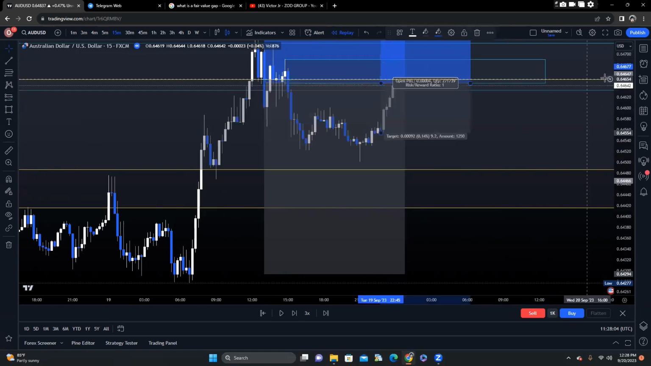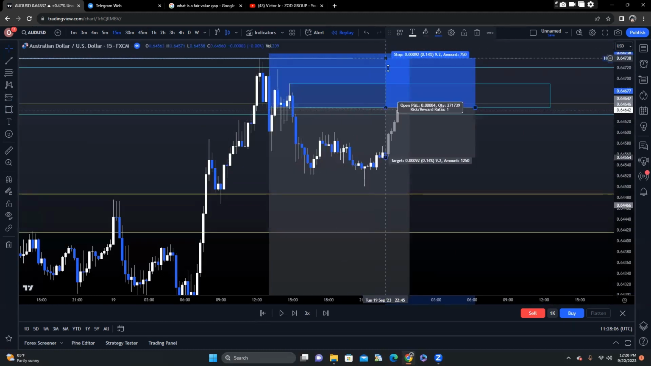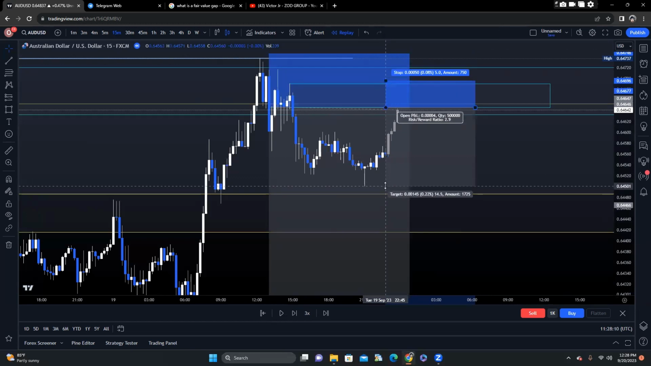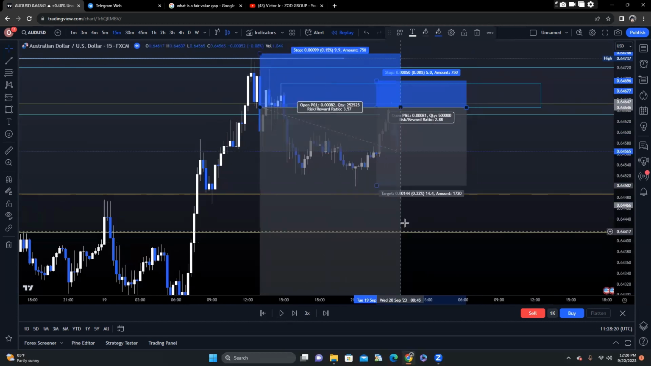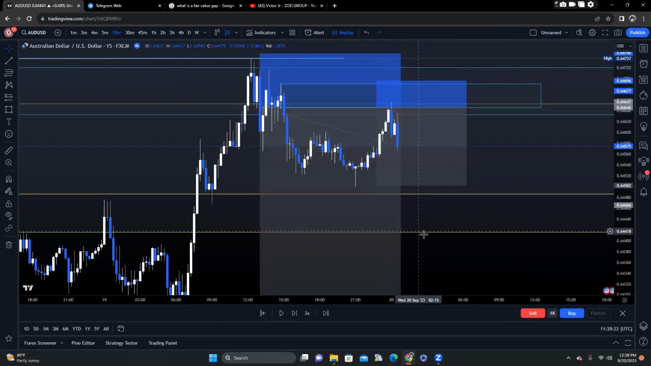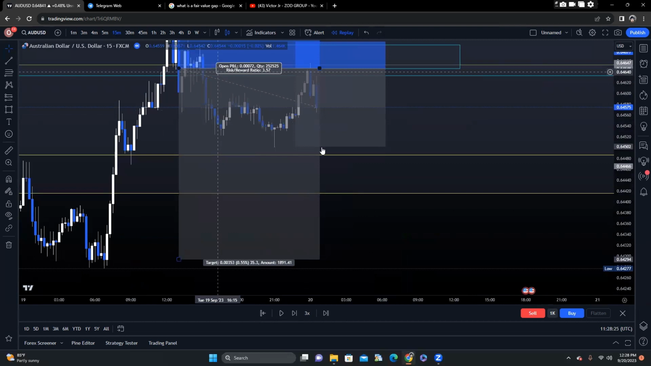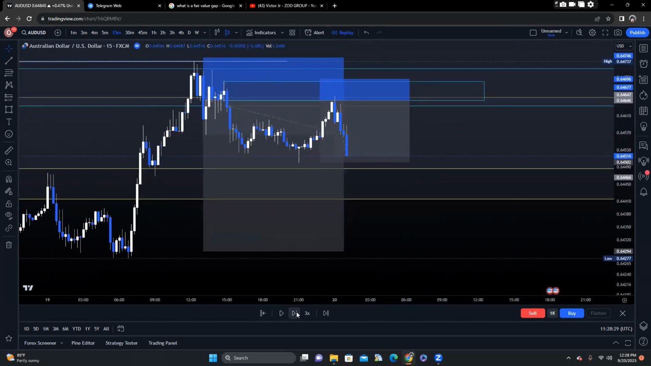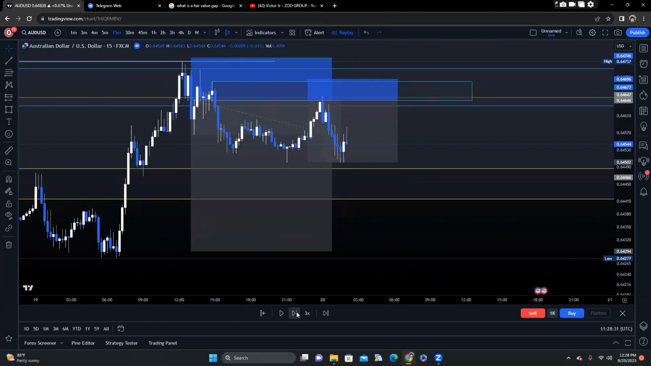So let's say we're putting another entry here. Stop loss will rest above it. Take profit to be somewhere around here anyways. That's 1:2, I think 1:2.8. Now what happened? We tapped into this entry. So we hit our TP.